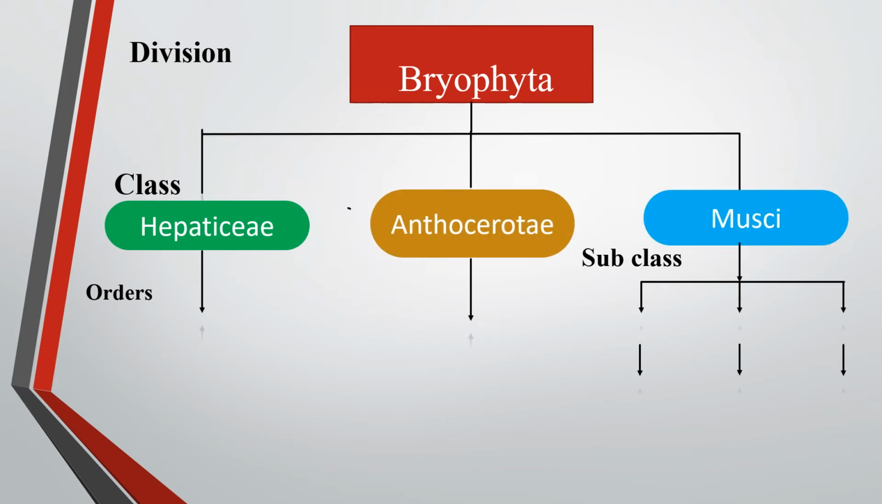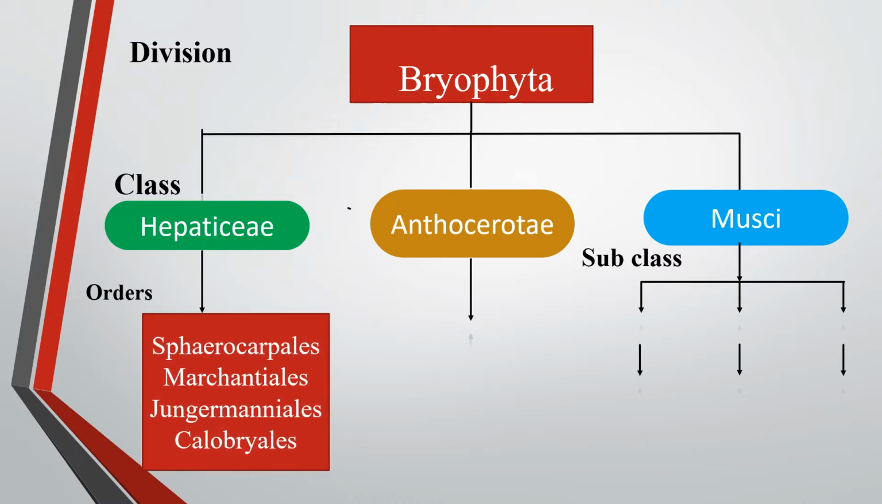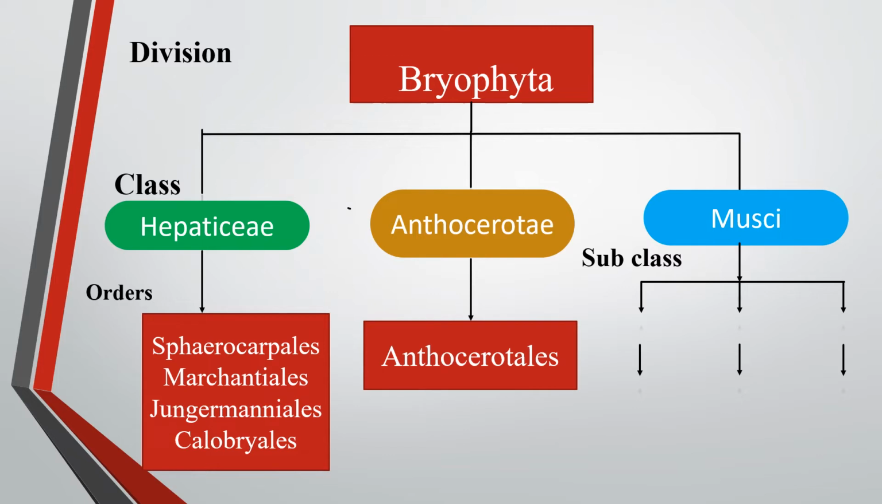Hepaticae he further divided into orders. He included four orders in it: Sphaerocarpales, Marchantiales, Jungermanniales, and Calobryales. Whereas in Anthocerotae, he included only one order, that is Anthocerotales.